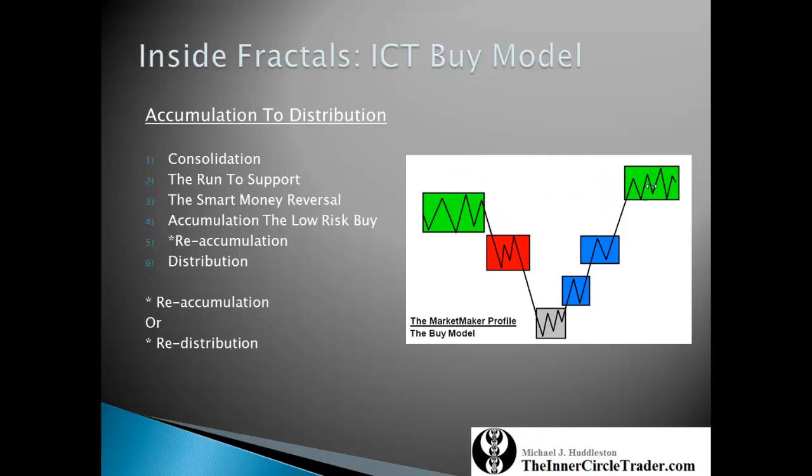And it won't happen. Sometimes what will happen is you'll see the initial consolidation, the run to support, the smart money reversal, the low risk buy, and right up here it'll run a little bit higher just to make an optimal trade entry selling opportunity right at a pre-existing bearish order block that may reside inside of the second area of consolidation outside of the initial consolidation, or a return to the bearish order block from the initial consolidation that caused the move going lower.